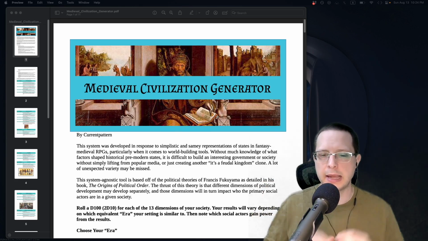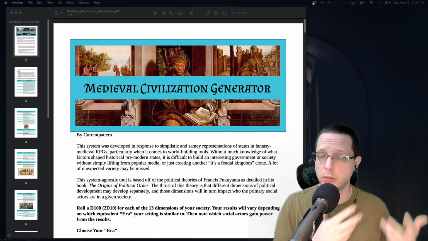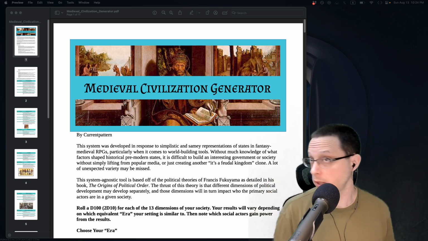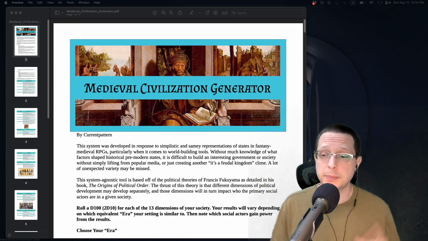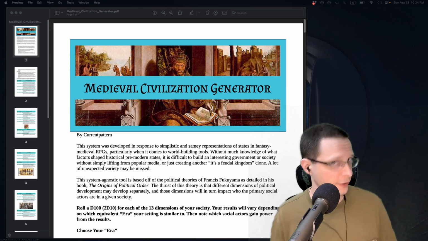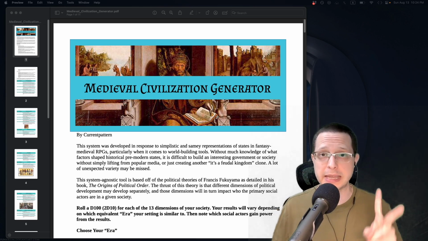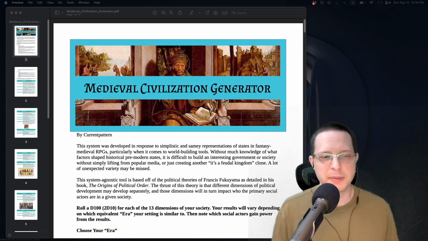created around the ideas expressed by Francis Fukuyama in his theoretical political book, The Origins of Political Order. Obviously, I'm not going to go into the specifics of that particular text because A, that's not important necessarily for your understanding of this system, and also B, I have read that book, but it was ages ago, so I don't remember very much of it.